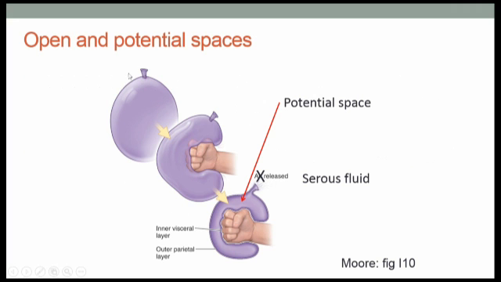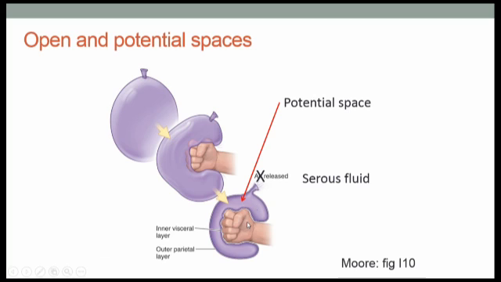To think about these ideas of open versus potential spaces, this analogy with a fist being pushed into a balloon should give you the idea that we're talking about. So instead of this balloon being full of air, let's assume that it's full of serous fluid, which will be secreted by a serous membrane, and we'll talk about these shortly.